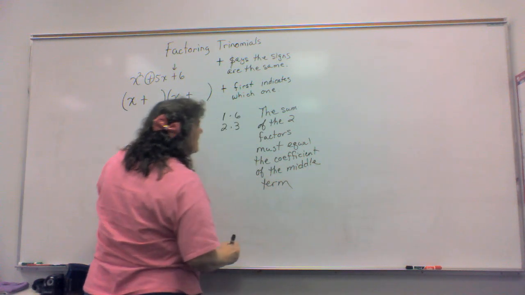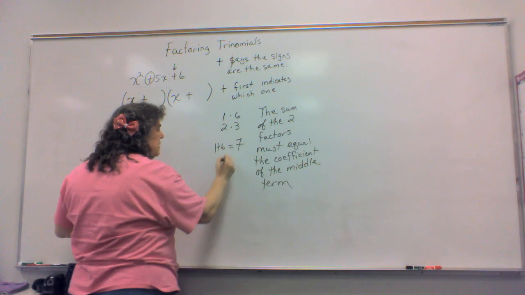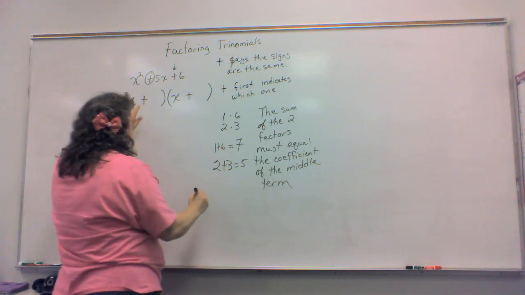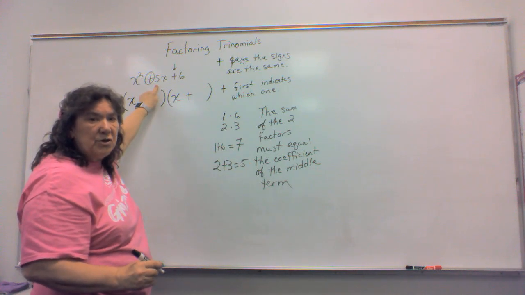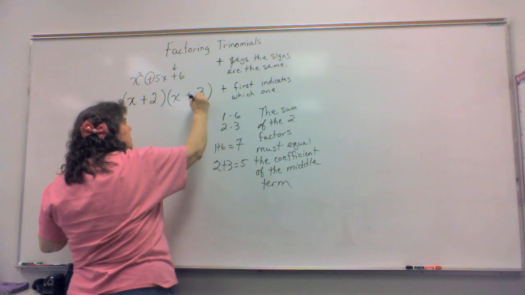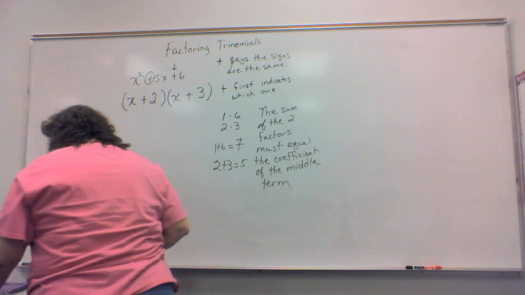So we're looking at the sum here. 1 plus 6 is equal to 7. 2 plus 3 is equal to 5. Since 5 is my middle term, it means that my factors here are 2 and 3. Okay? So now let's look at another one.